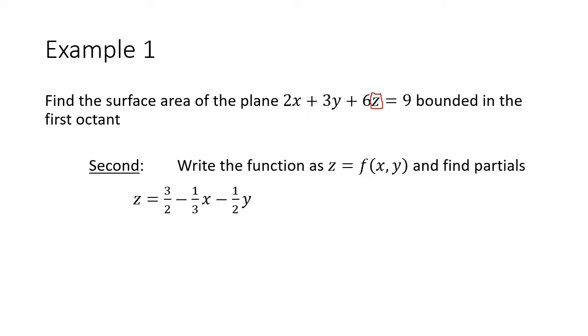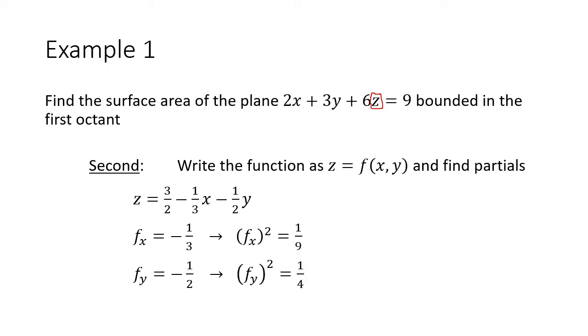Now that I have it written in my z equals format, now I need to find my partials. So I need to find the partial with respect to x and the partial with respect to y. Now this one, it's pretty straightforward that the partial with respect to x has got to just be negative 1/3. Now for my formula, I need my partials squared. So negative 1/3 squared is negative 1/3 times negative 1/3, which is going to be positive 1/9. And then we need to do the same thing with the partial with respect to y. Well, the partial with respect to y is going to be negative 1/2, and negative 1/2 squared is positive 1/4.